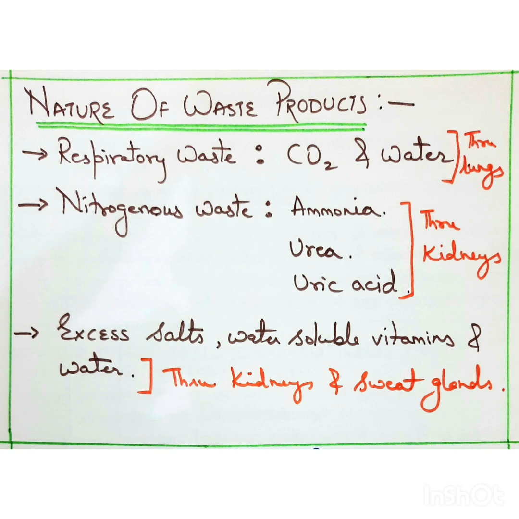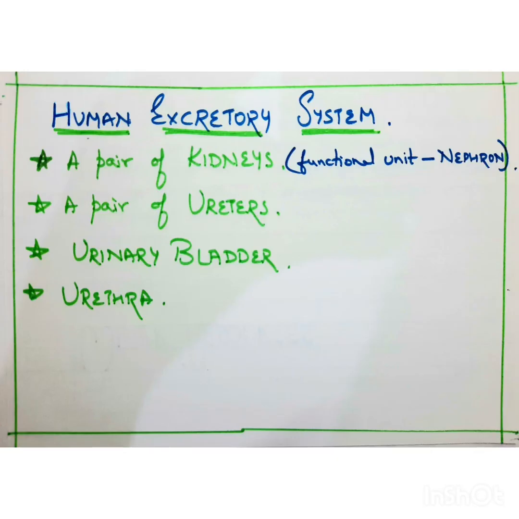Now, in addition to this, excess salt, water-soluble vitamins and water that we take directly through food are other wastes present in the body and are to be excreted out. These are generally excreted by the kidney, whereas sometimes some of it is excreted through our sweat glands. Now the excretory system of a human being consists of a pair of kidneys, a pair of ureters, the urinary bladder and the urethra. These are the four main parts of the human excretory system.